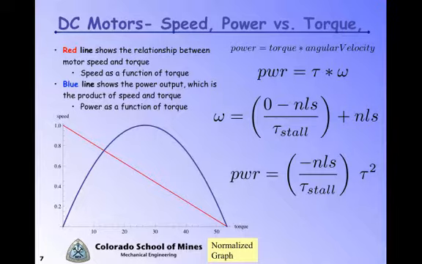This is done as a normalized relationship in order to get the graphs to be of the same scale. I'll show you that on a Mathematica file here in a minute. But again, the red line represents the speed torque curve, and the blue line represents the power torque curve. And these equations just show you the relationships for speed and torque and power and torque. And note that in particular the power and torque relationship is second order, and hence the parabolic curve.